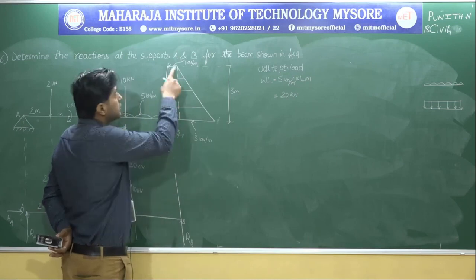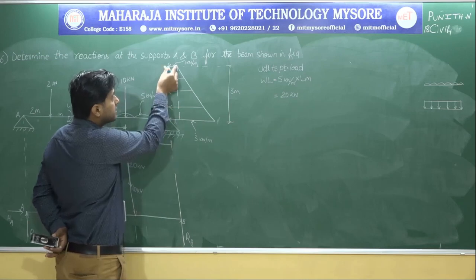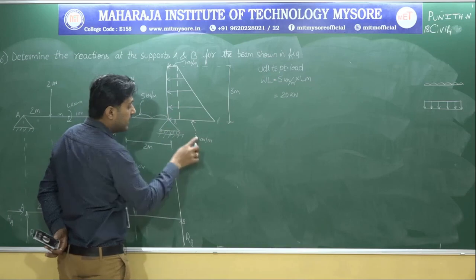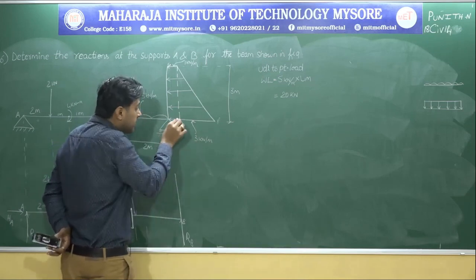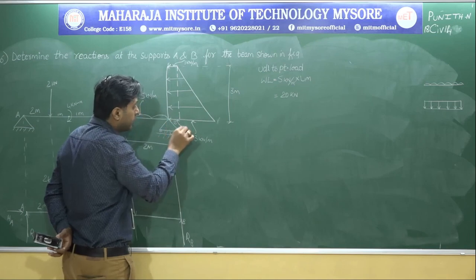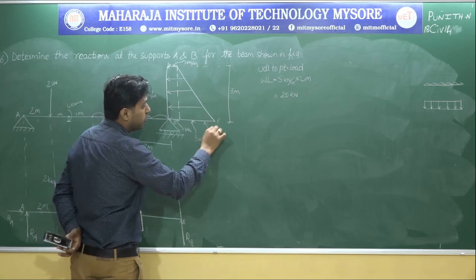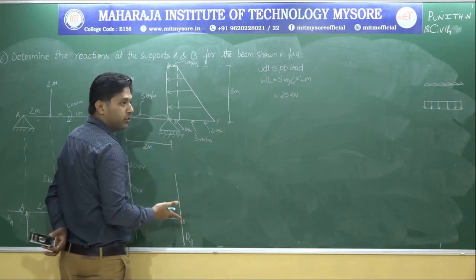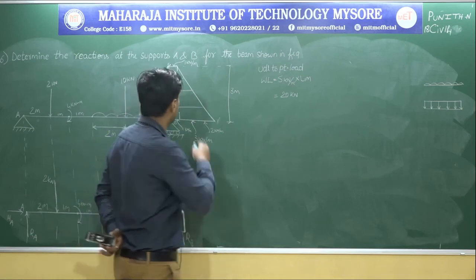Be careful now. So what is this particular thing? It's a UDL. What is the value of this UDL? 1 kilonewton. So throughout it is 1 kilonewton. So this 3 kilonewton, I will be splitting it like this. I will be marking this as 1 kilonewton per meter, and this one as 2 kilonewton per meter. Totally it is 3 kilonewton per meter, no doubt. But as I have divided, now I want to convert this UDL to point load.